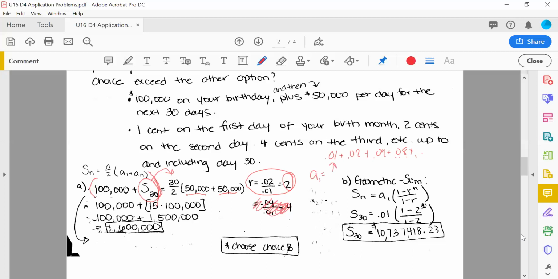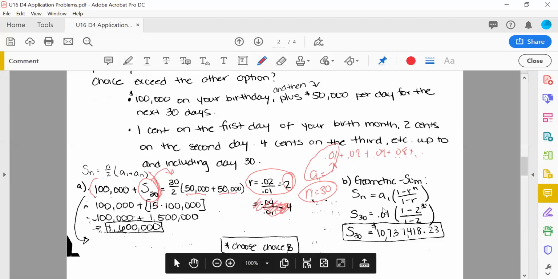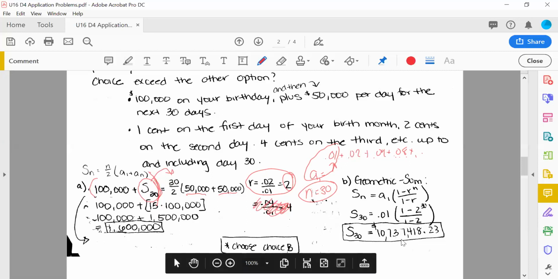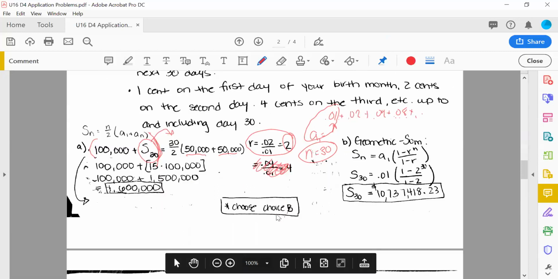We also know that N equals 30. Do we have all the pieces we need to find the geometric sum? Of course we do. Okay, we got the first term, which is 1 penny. We got R, which is 2, raised to the 30th power. And we get, holy moly guacamole, $10,737,418.23. And so option B is definitely the one to choose.